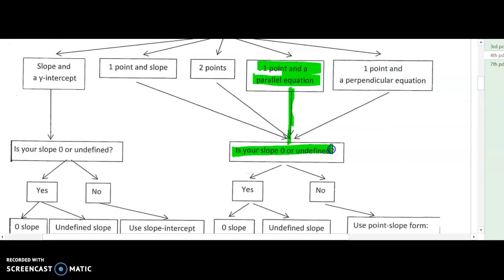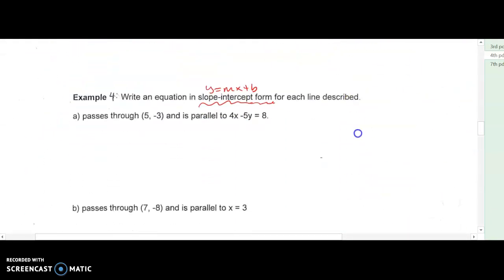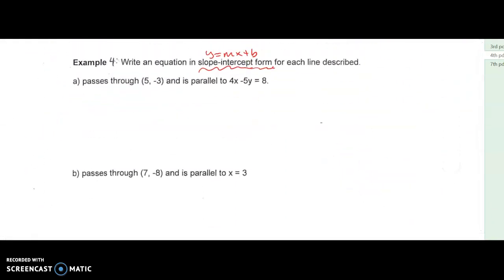So is my slope 0 or undefined? Let's go find out. So the slope I have to work with, well, it's got to come from this equation somehow, because this point's not enough to find slope by itself. So if I could get this line in y equals mx plus b format, I could find its slope and I can move from there. So let's get y by itself. Let's solve for y.